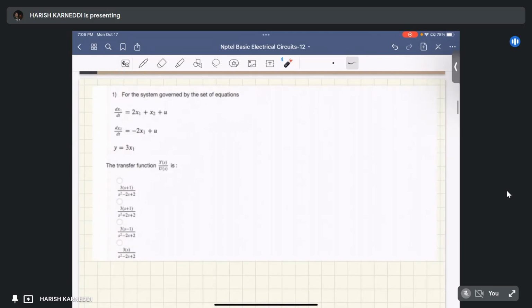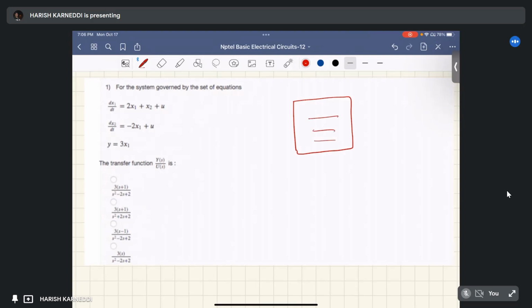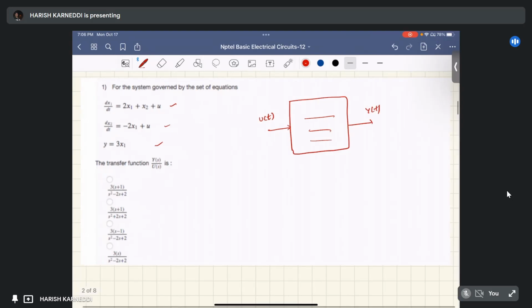We will quickly look into the problems, and the first question is for the system governed by the set of equations, means a system is modeled with a set of equations. It has the input u of t and an output y of t. The system is represented with three equations. We have to find the transfer function of the system, that is y of s by u of s.